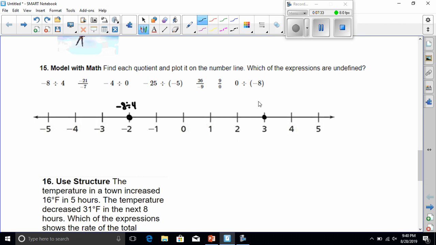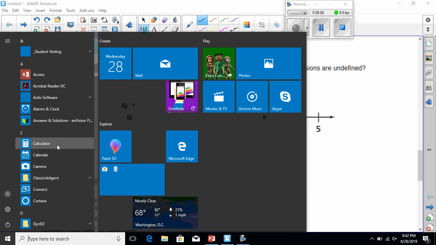And right above it, we'll put negative 21 over negative 7. And next we've got negative 4 divided by 0. Well, I don't think we're going to get too far with that. Any number divided by 0, as we know, is going to get us a 0. Or at least that is what one would think. Let's use our calculator to find out the truth.